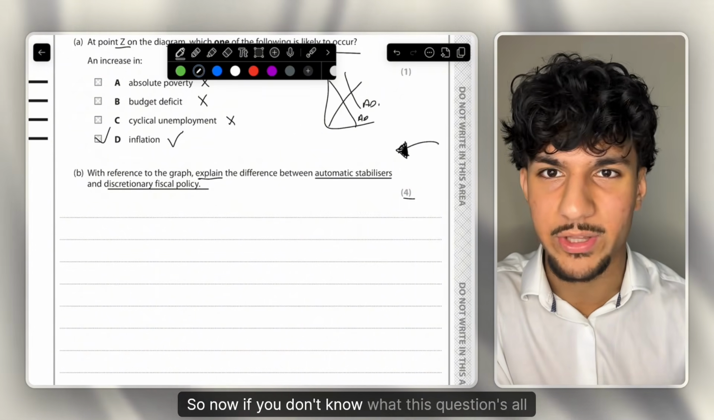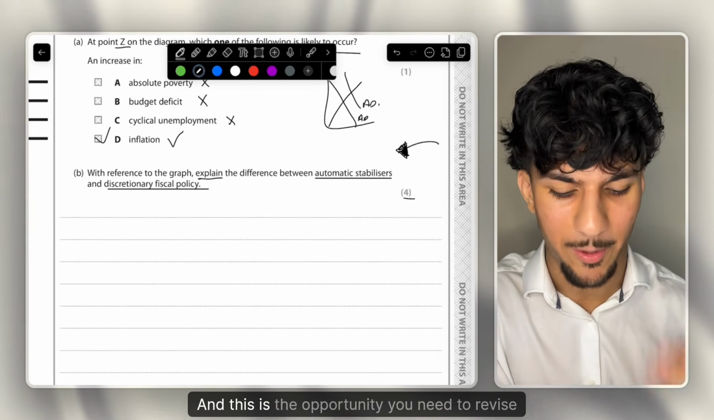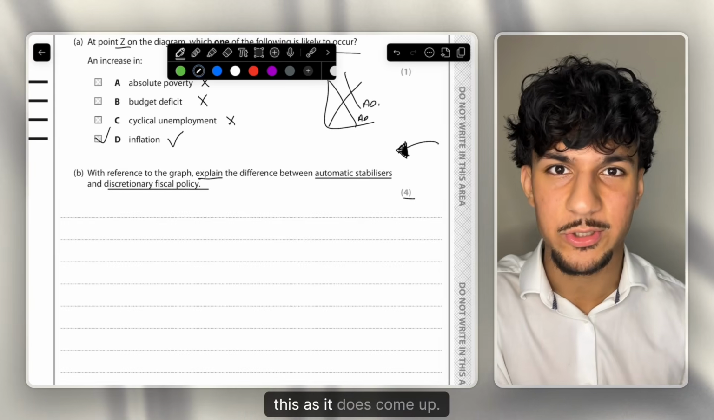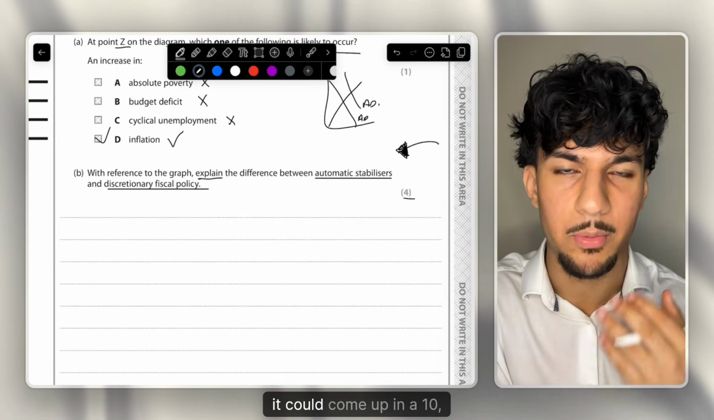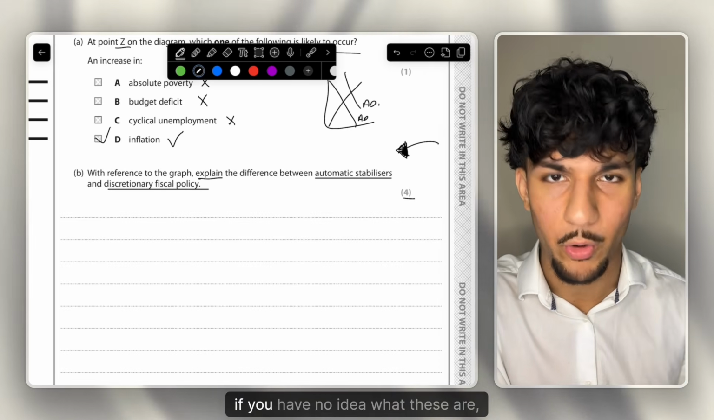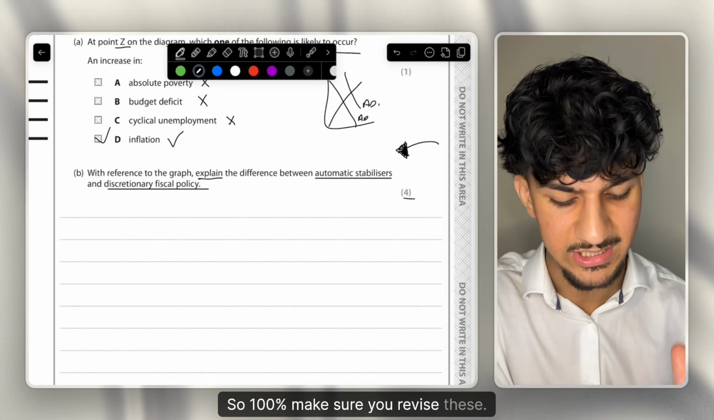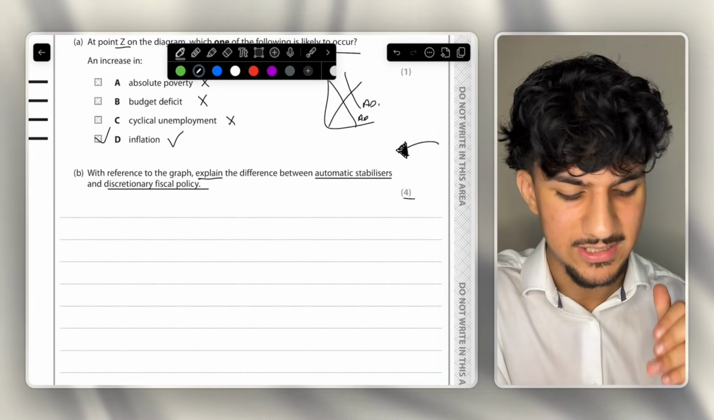If you don't know what this question's on about, if you maybe haven't revised this, this is your sign, and this is the opportunity. You need to revise this, as it does come up, and it could come up in a large question. It could come up in a 10-mark question or a 15-mark question, and if you have no idea what these are, you could risk dropping a grade. So 100% make sure you revise these.